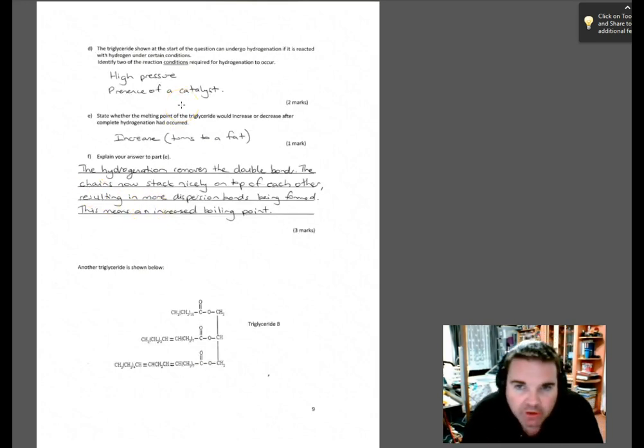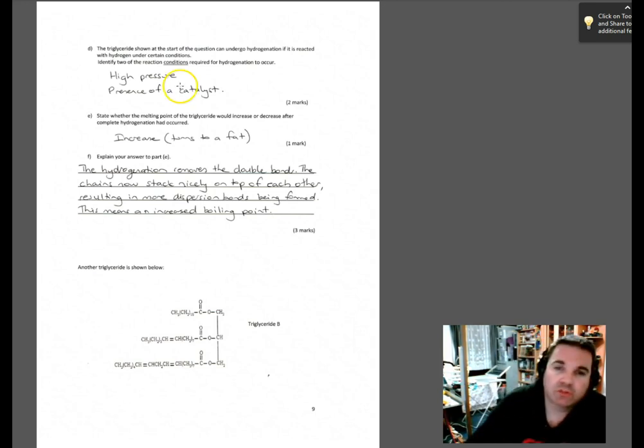The triglyceride shown can undergo hydrogenation if it is reacted with hydrogen. For the 2 reaction conditions, you need a high pressure because you're using hydrogen gas, so high pressure forces equilibrium to the right, which increases your yield. And you also need a catalyst as well. A catalyst will speed up the rate of a reaction.